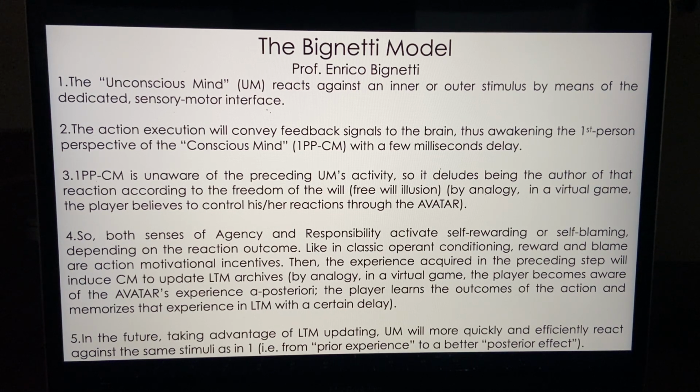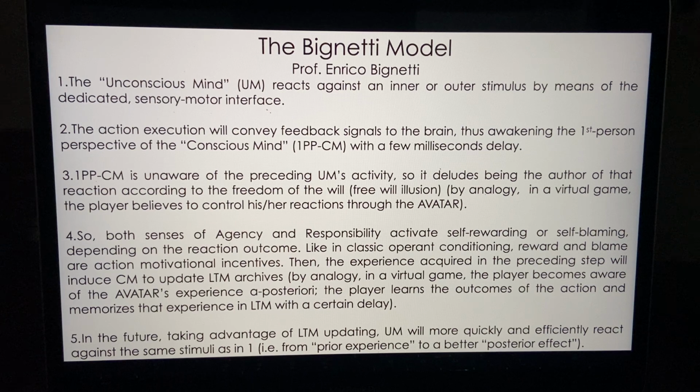Fifth point, in the future, taking advantage of LTM updating, UM will more quickly and efficiently react against the same stimulus as in point one. It goes from a priori experience to a better posterior effect. Let's take, for example, tennis players who, after many drives, it becomes automatic. The other example is a car driver at the traffic light. When green comes, he automatically starts the car. That depends on repetitive examples or stimuli and the acquisition of solid experience on how to react.